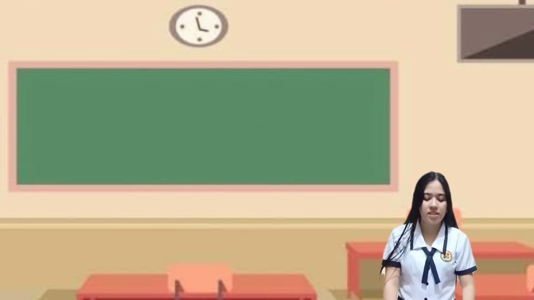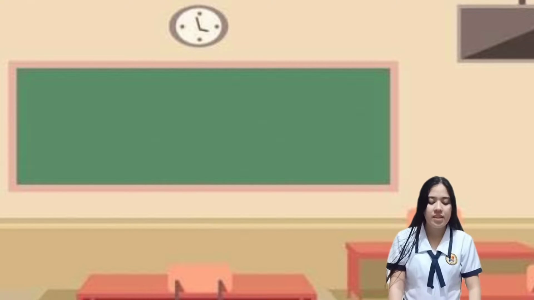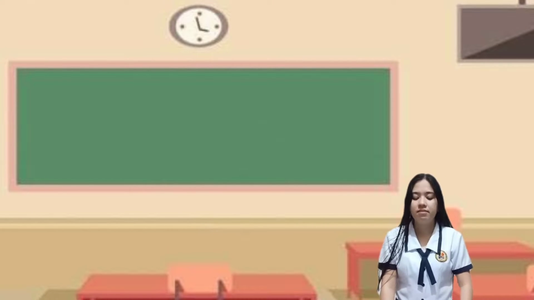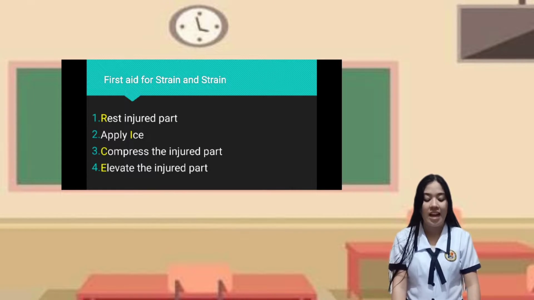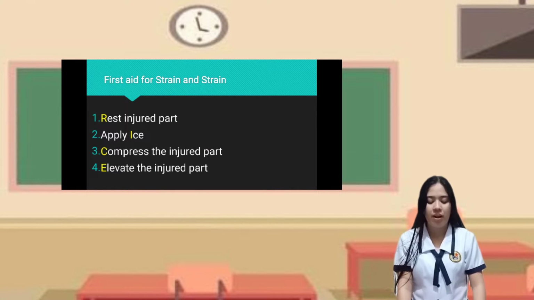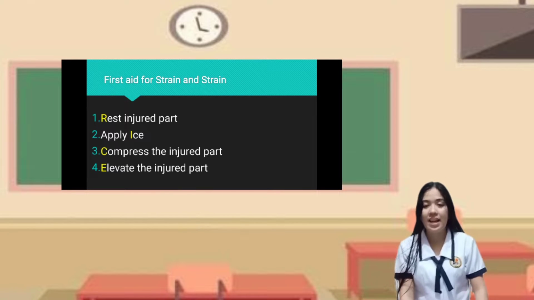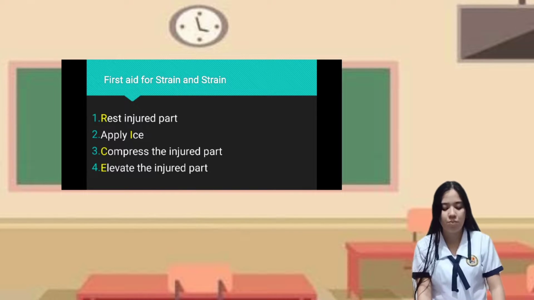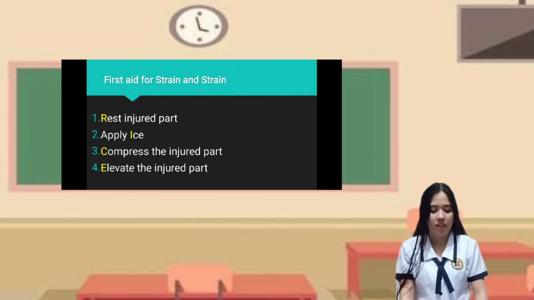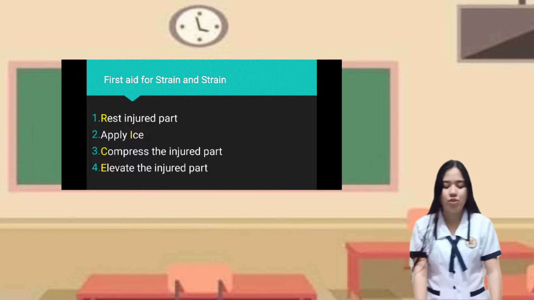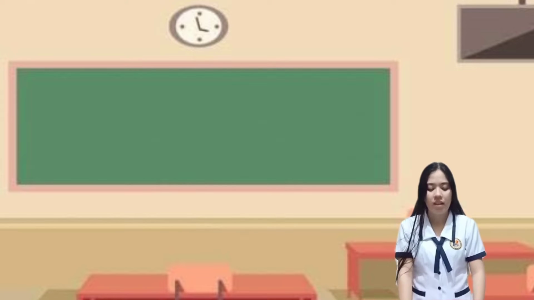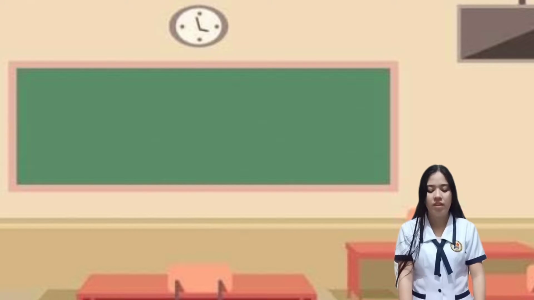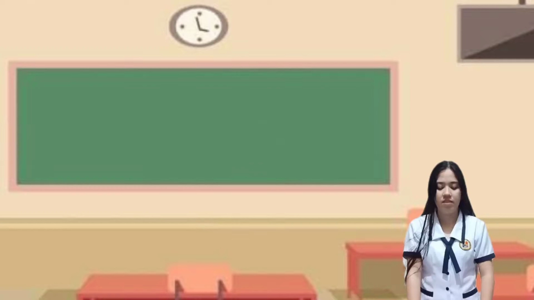So this is the first aid for sprain and strain. Number 1, rest the injured part. 2, apply ice. 3, compress the injured part. 4, elevate the injured part. So, I will demonstrate the first aid for sprain and strain.